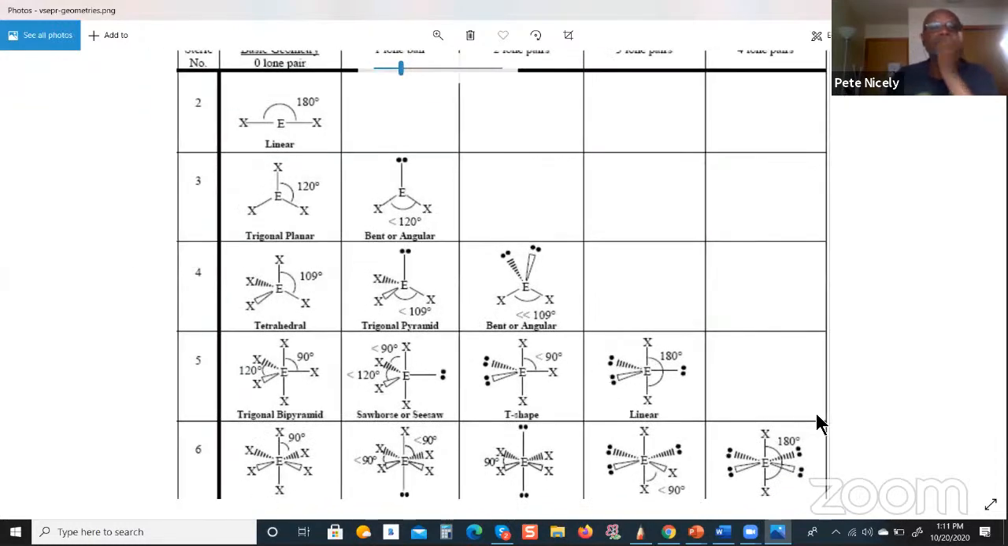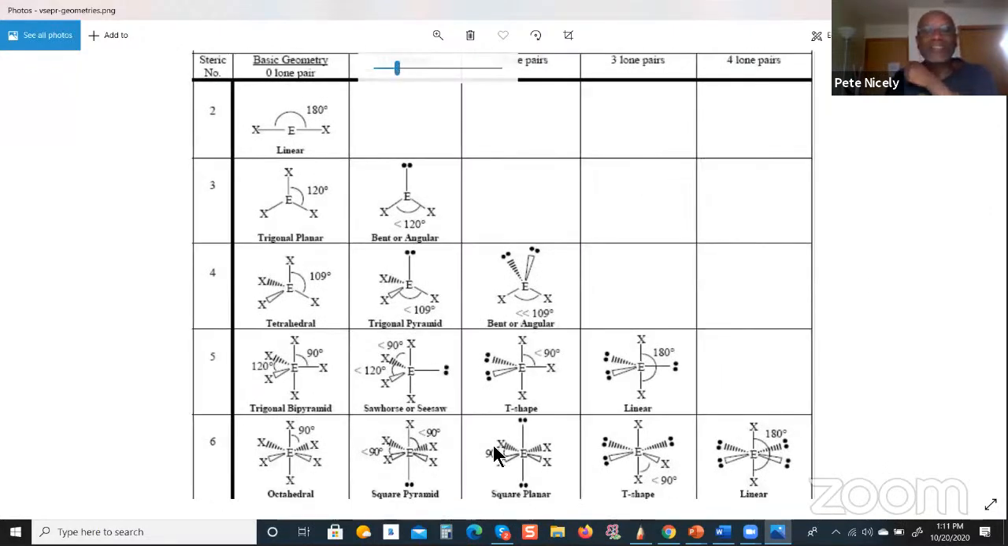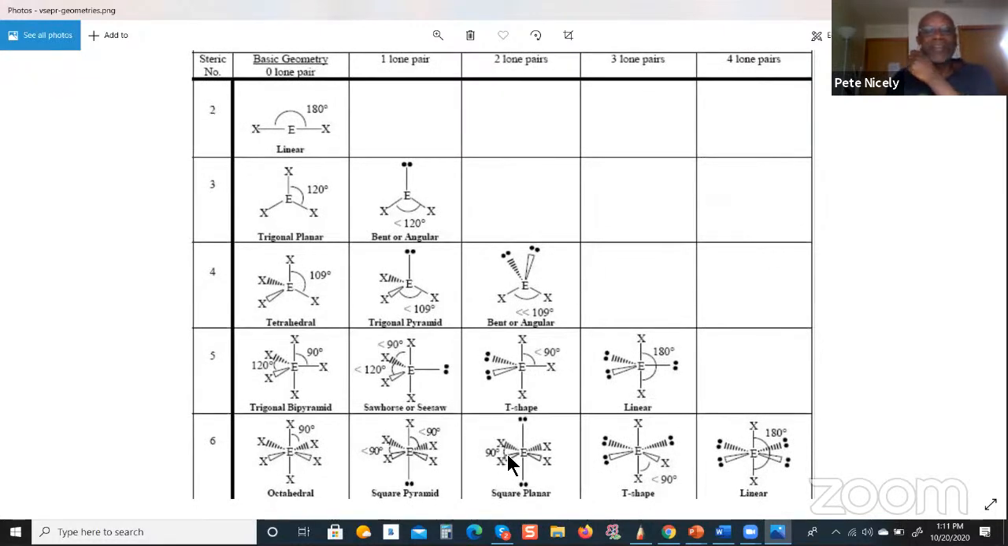Okay, so let me see here. For the square planar, it's 90 degrees, what we just discussed. Remember what we just discussed a while ago, right? So the shape, the angle in the case of square planar is 90 degrees.